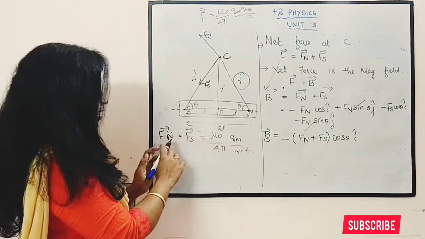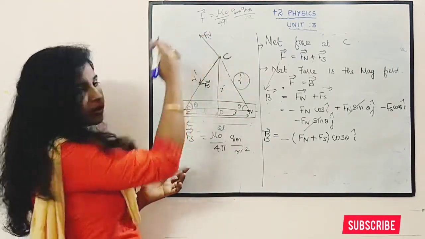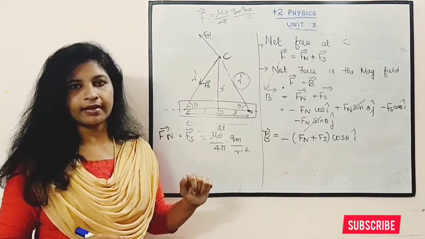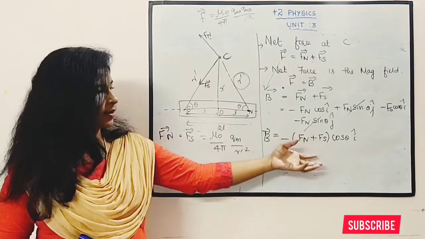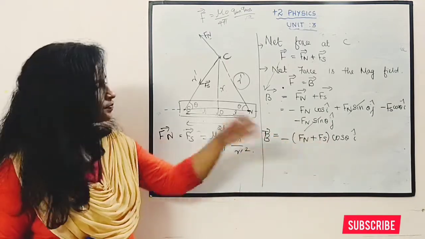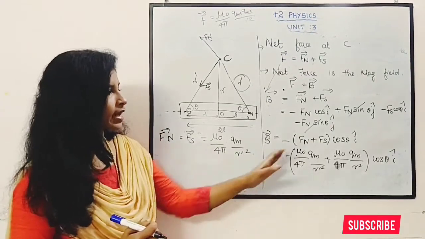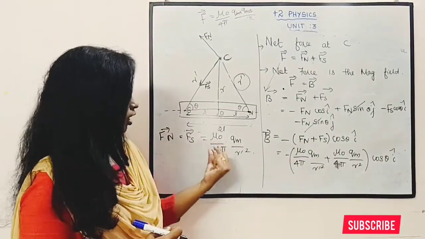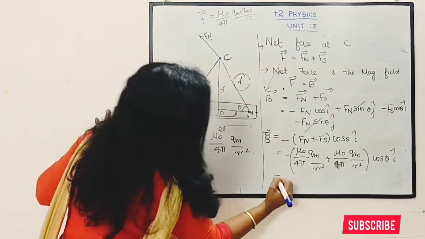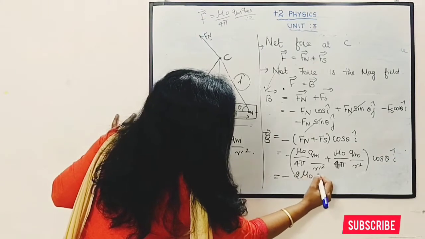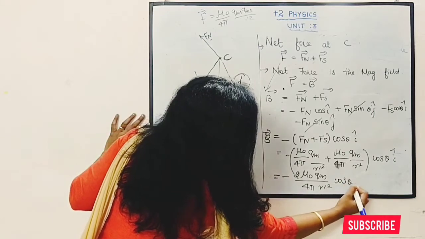Okay. So what is Fn? Fn and Fs are the same here, right? Mu naught by 4 pi qm into r dash square. So instead of this, I can write it as, these two will be the same, right? So I can write it as 2Fn or simply as Fn plus Fs. So what is this Fn plus Fs? Fn, you know, is mu naught by 4 pi qm by r dash square. Fs is also the same thing. When we add both these, we will get minus 2 mu naught qm by 4 pi r dash square into cos theta i cap.